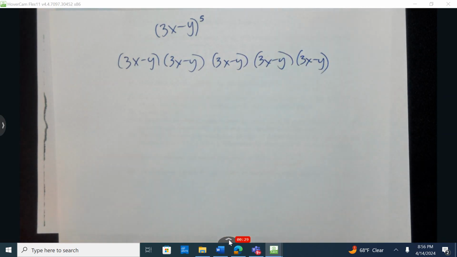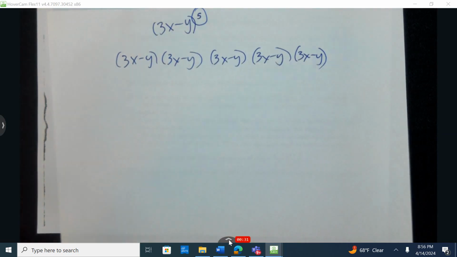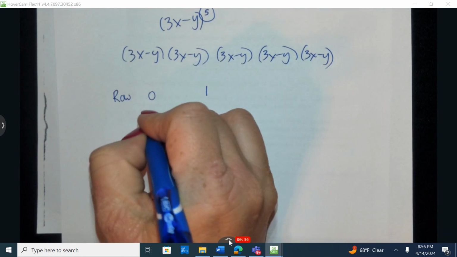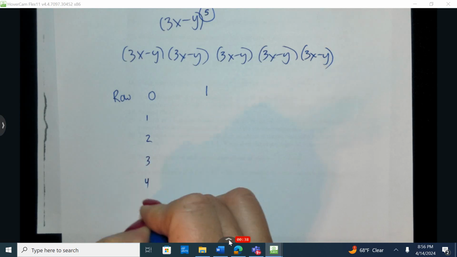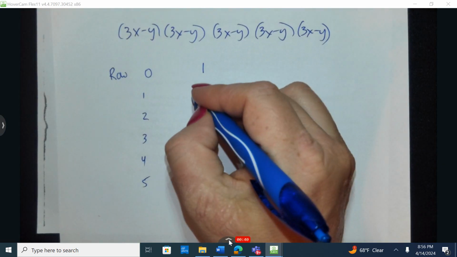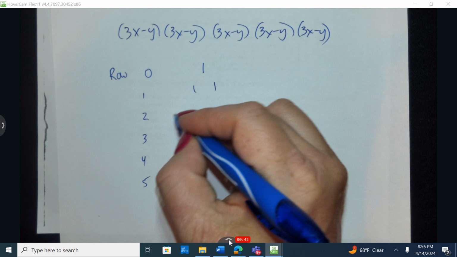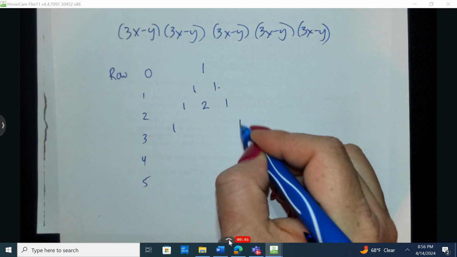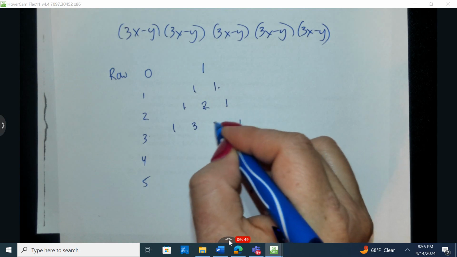But here's what Pascal's triangle says. First, we need to recognize this is the fifth. So we start with row 0, that's a 1, and we're going to go 1, 2, 3, 4, and 5. So we don't actually start counting here until we get to row 2. So 1 in front, 1 in back, 1 plus 1 is 2. 3, 1 in front, 1 in back, 1 plus 2 is 3, 2 plus 1 is 3.